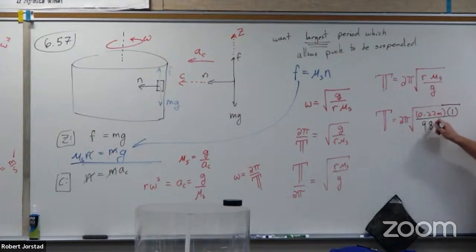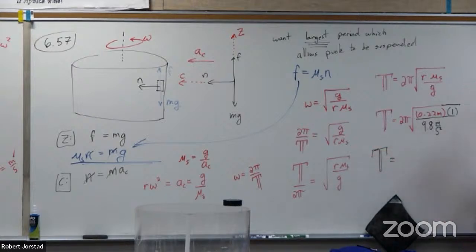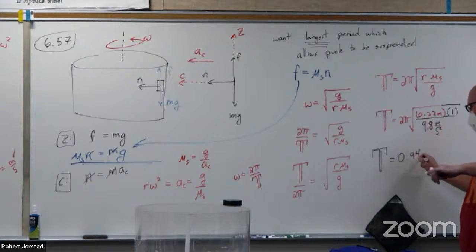What are the units? Look at this. Meters cancel. Second, square root it. What do you get? What do you get for period? Punch it in real quick. What's that? 0.94. That's about 1 Mississippi, if you ask me.